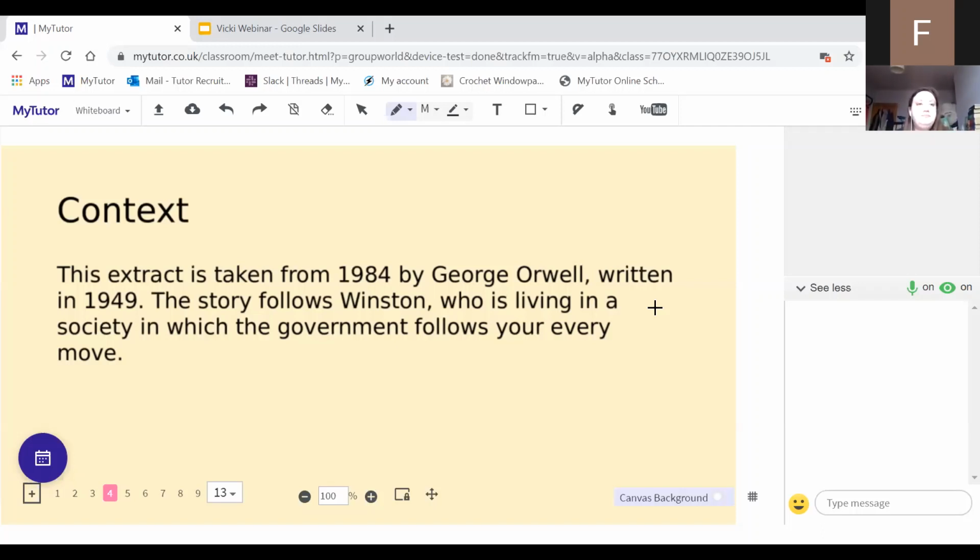Right, so if you know Animal Farm, you might be familiar with sort of how George Orwell writes, what sort of themes he tries to tackle. He's quite a political writer. And they're both quite similar in the ways that they sort of portray Orwell's ideas.